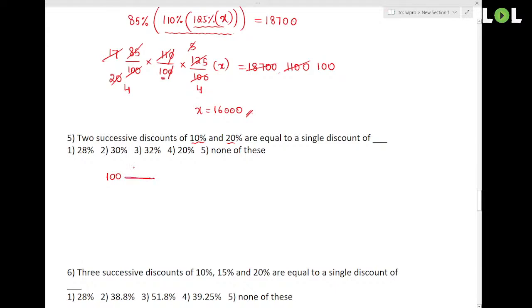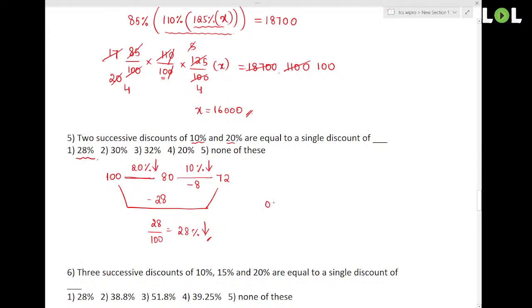Discount means what? A decrease. So first I'll decrease by 20%. 100 decreased by 20%, I will get 80. And again, a 10% discount means I will decrease it by 10%. What is 10% of 88? Decrease means minus. What do I get? 72. What is the change in the value? 28, minus. So 28 out of 100 is what? 28% discount. Discount means a decrease, guys.